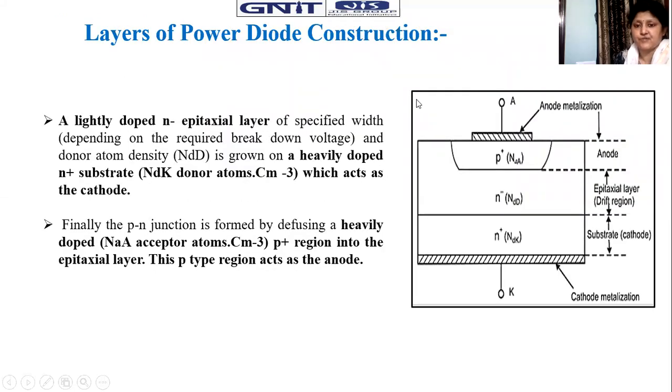See the diode construction now. What you are observing is a very heavily doped layer. That's why I have mentioned it as the N plus layer, and this one is the P plus layer. That means it is associated with the anode terminal, and this one is associated with the cathode. Here is the metallization from where we get the anode as well as the cathode electrodes, and we have the P plus layer and the N plus layer.